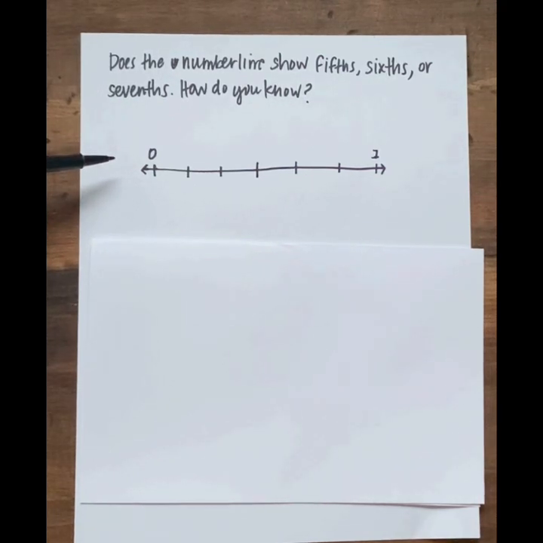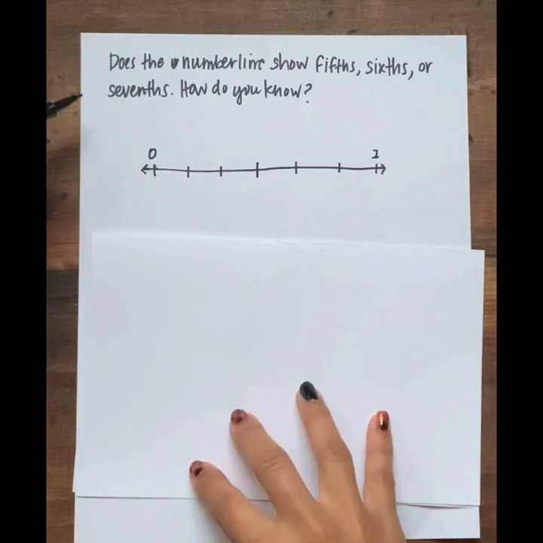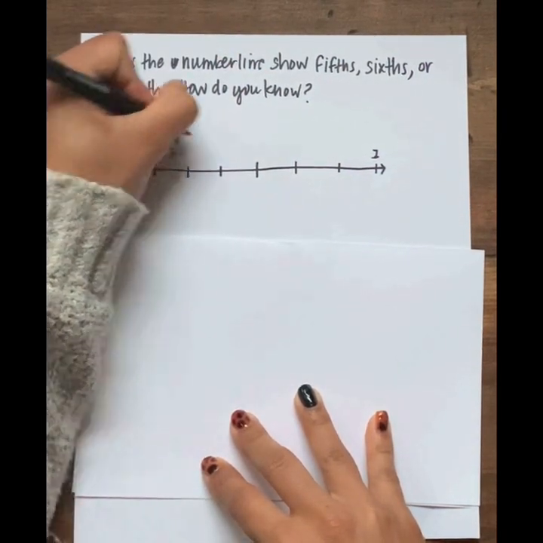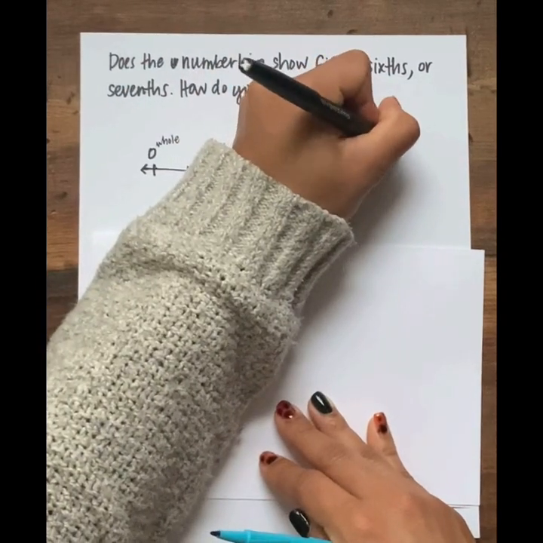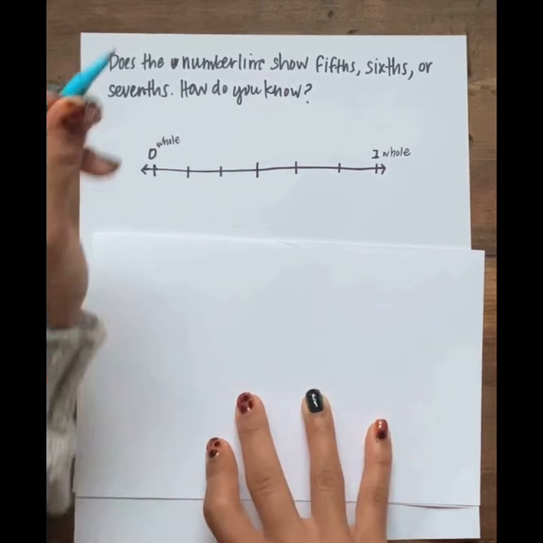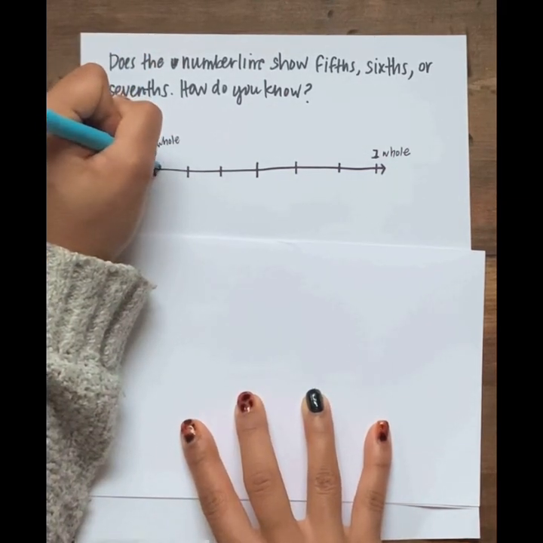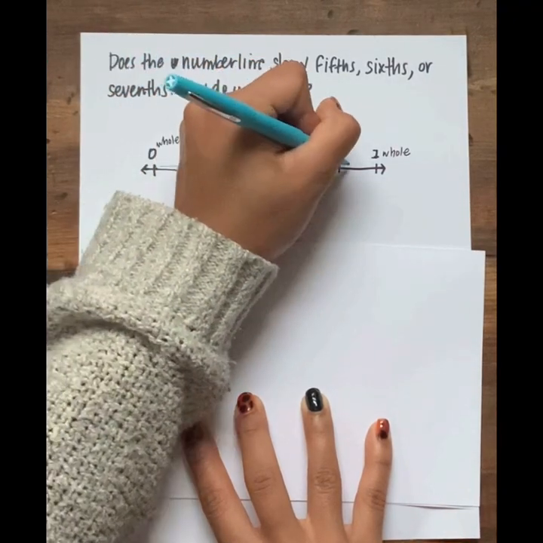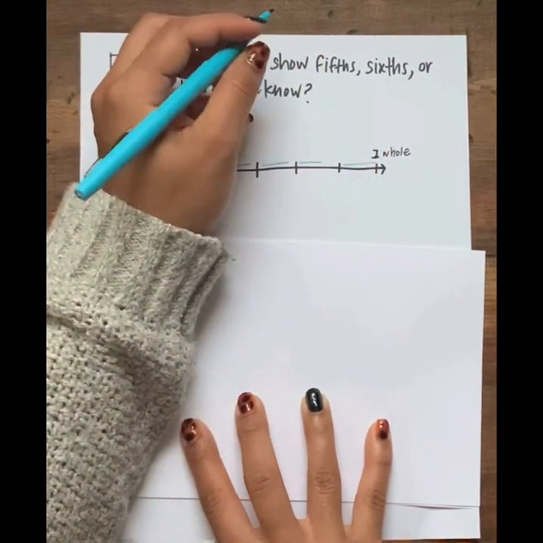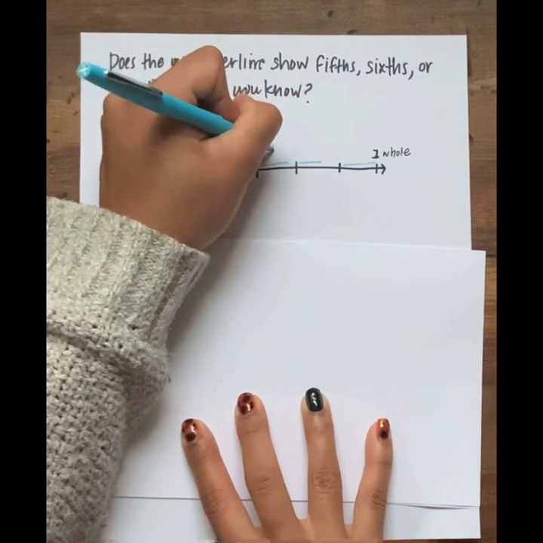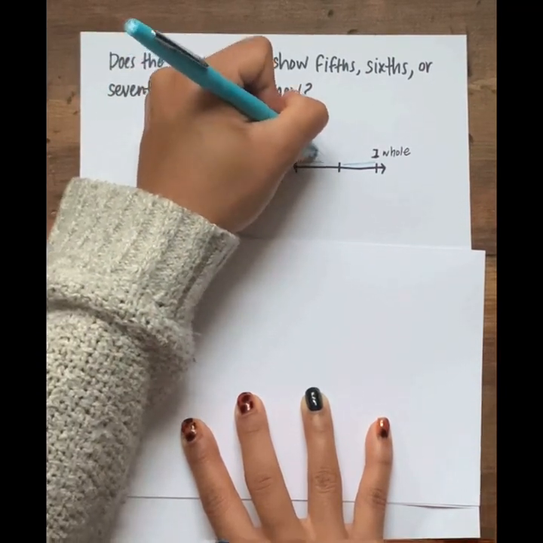I heard you say that this number line shows sixths because from 0 to 1 is one whole. And the whole is partitioned into 6 equal intervals or parts. Let's count. 1, 2, 3, 4, 5, 6. That means that each of these intervals represents 1/6.